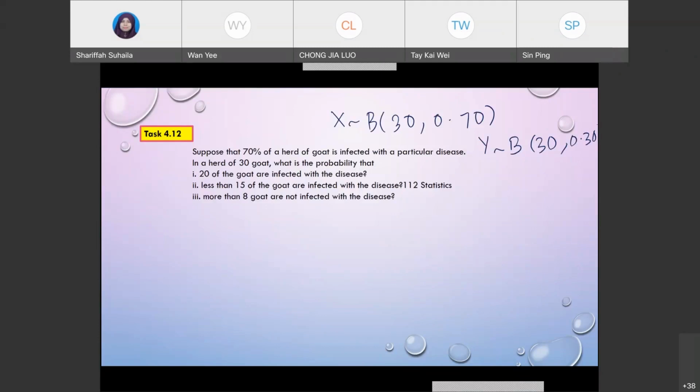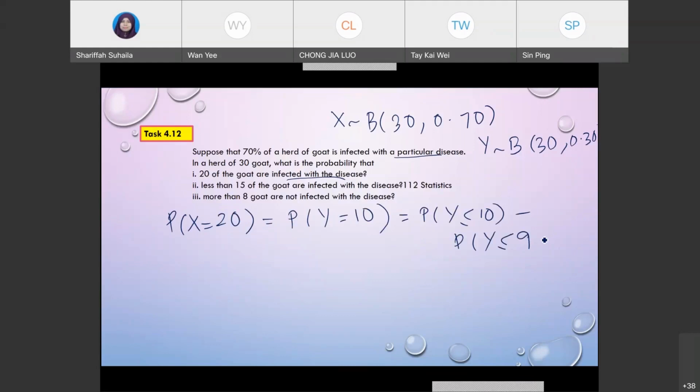Okay, so that means you want to find the infected ones. So probability X equals 20, exactly X equals 20. So we need to find probability Y equals 30 minus 20, which is 10. Exactly 10, so probability Y less than or equal to 10 minus probability Y less than or equal to 9.